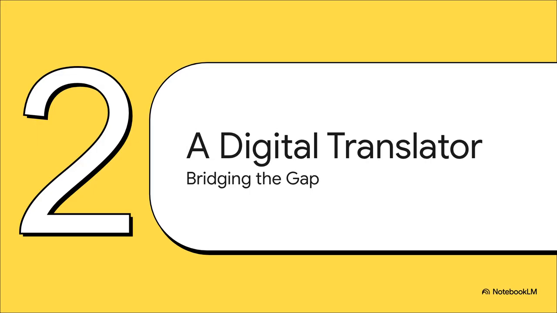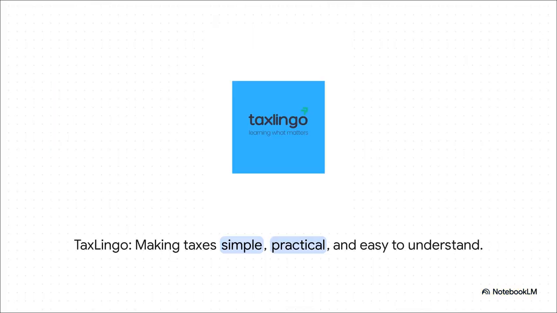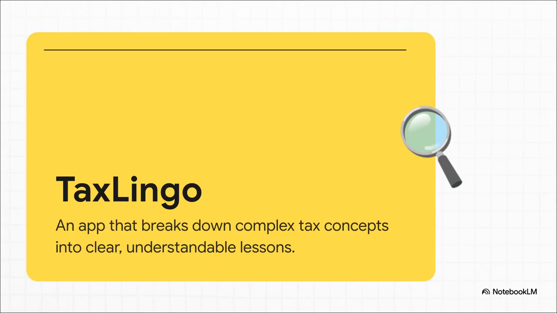So what if you had a tool that could just smash through that barrier? That's where a digital translator comes into the picture. Let's explore what that really means. And here it is, TaxLingo. Its whole mission is right there, to make taxes simple, practical, and actually easy to understand. The entire point is to take this huge, intimidating subject and just flip the script, turning all that confusion into clarity.